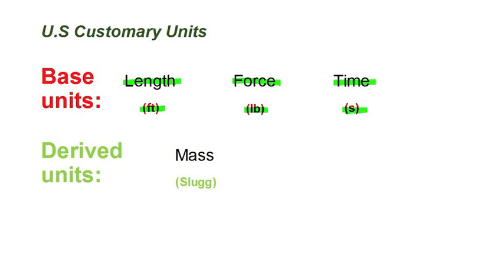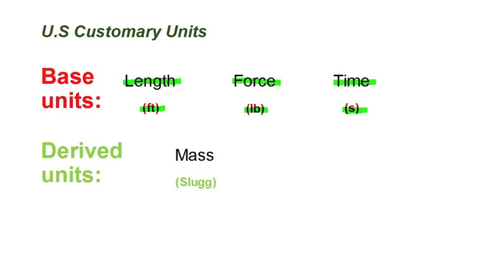In U.S. customary system, the unit of mass is a derived unit, which is a slug, and it's based on second law of motion. A slug is a mass which receives an acceleration of 1 foot per second square when a force of 1 pound is applied to it.